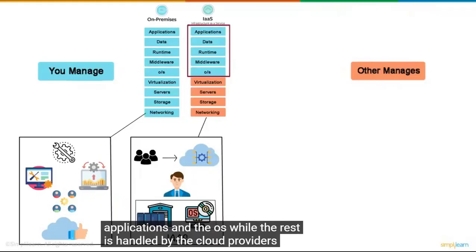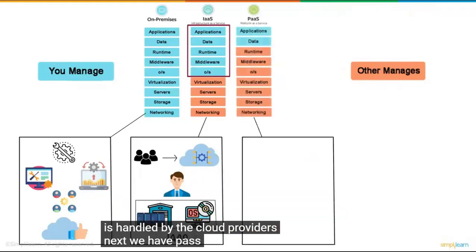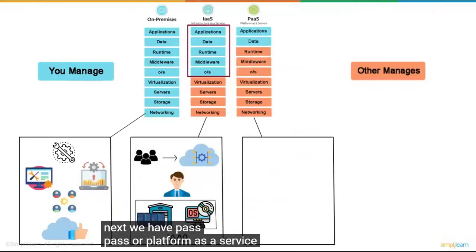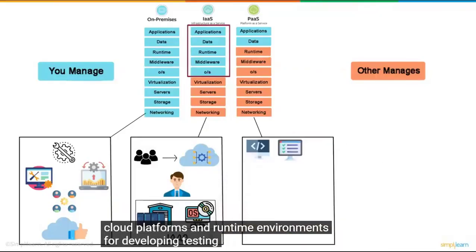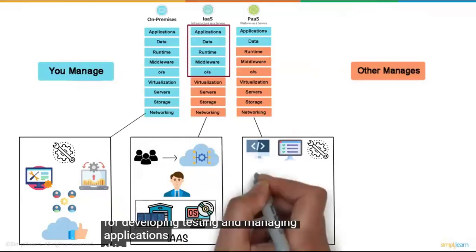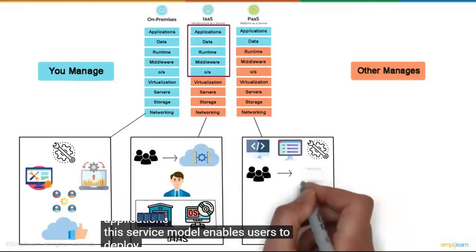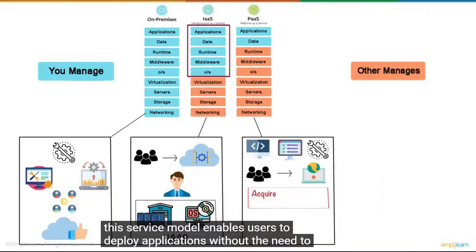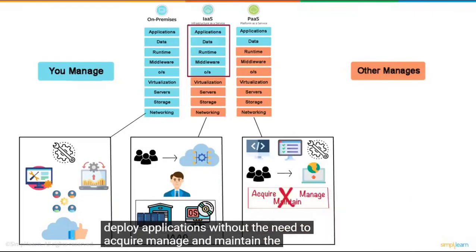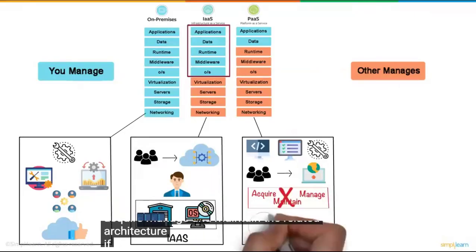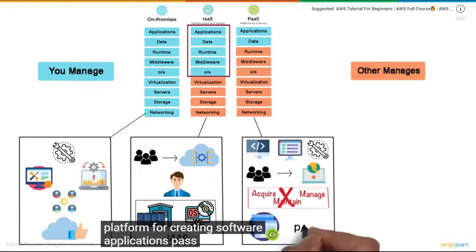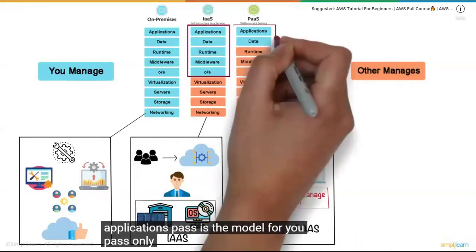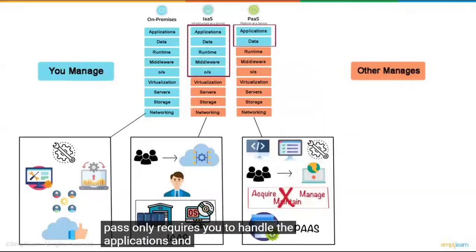Next, we have PaaS. PaaS, or Platform as a Service, provides cloud platforms and runtime environments for developing, testing, and managing applications. This service model enables users to deploy applications without the need to acquire, manage, and maintain the related architecture. If your organization is in need of a platform for creating software applications, PaaS is the model for you. PaaS only requires you to handle the applications and the data.